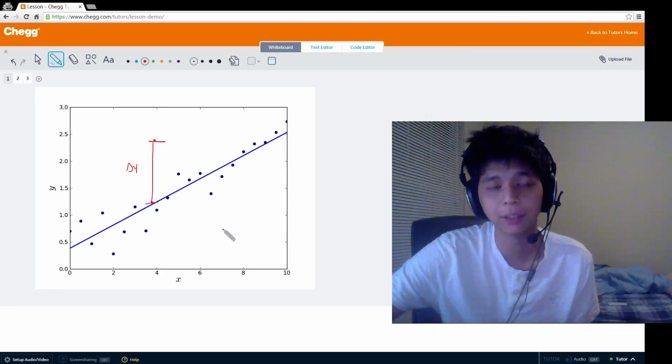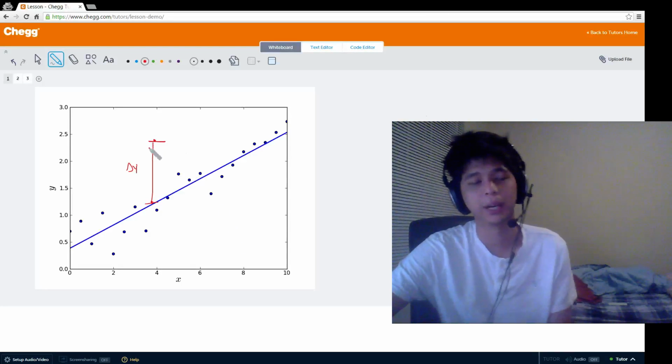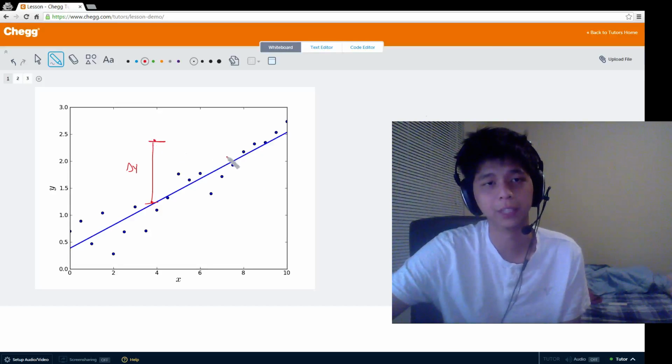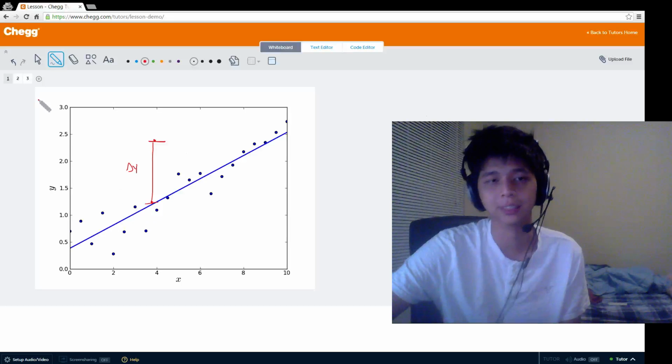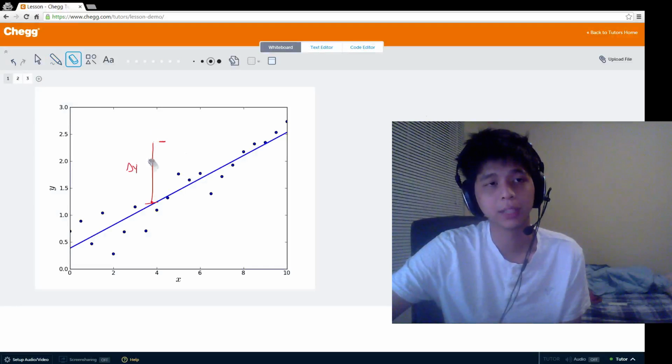So the fact that we have this outlier is going to lower the significance of our model. The reason is that having this point all the way out here means that maybe our linear prediction isn't so accurate after all. If we have this, maybe there can be other outliers, and maybe this line isn't that good of a fit. So those are outliers. Now let's talk about influential points.